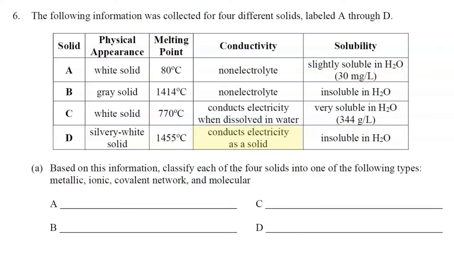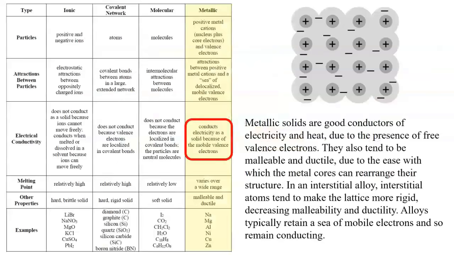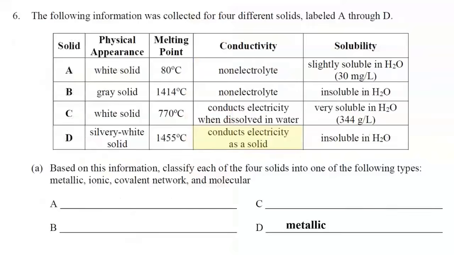Well, the first thing that jumps out at me in this table is solid D conducts electricity as a solid, and there's only one type of solid that can do that. So a metallic solid is the only one of the 4 types that can be a conductor of electricity as a solid because of the mobile valence electrons. So solid D should be metallic.